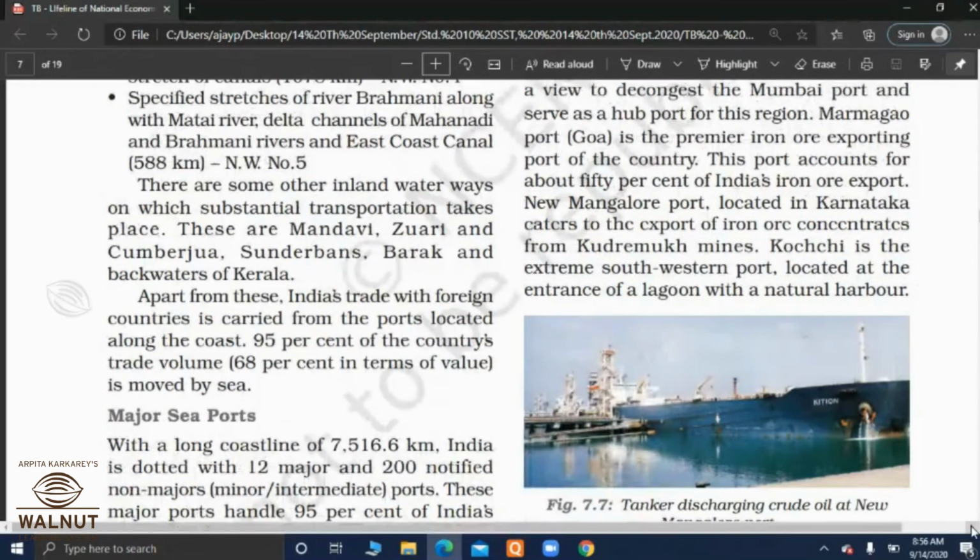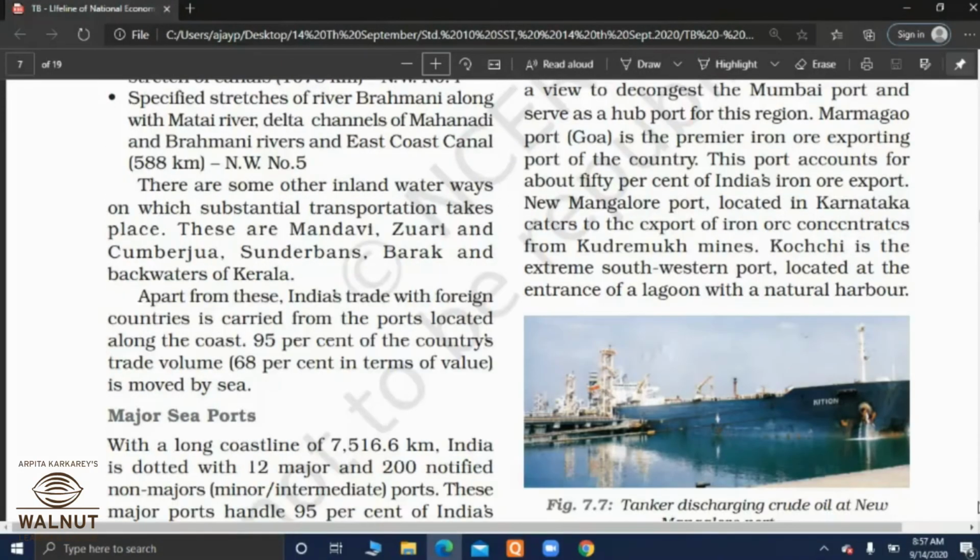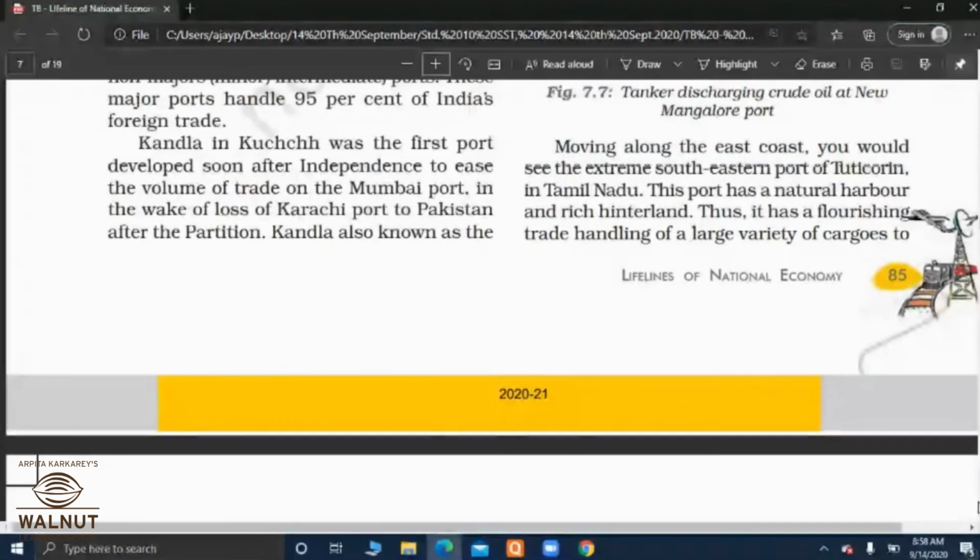Kochi is the extreme southwestern port, located at the entrance of a lagoon with a natural harbor. So, students, here I would like to ask you, what is a lagoon? It is not a freshwater lake. The water waves dash, and the landmass or piece of land gets separated and a parallel water body is formed, that is a lagoon. Okay, got it. Water erosion, we have seen it, we studied it in seventh. Okay, now concentrate on the textbook.